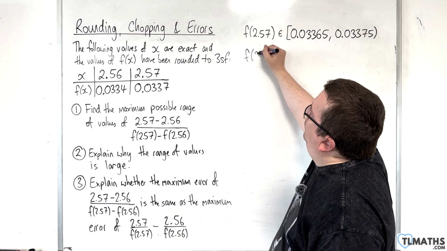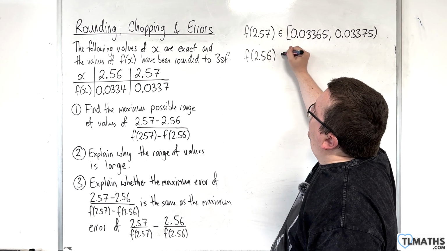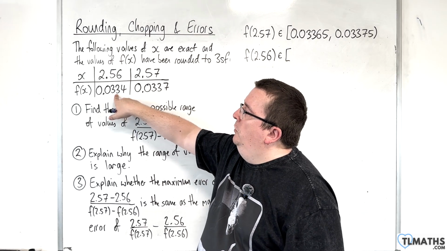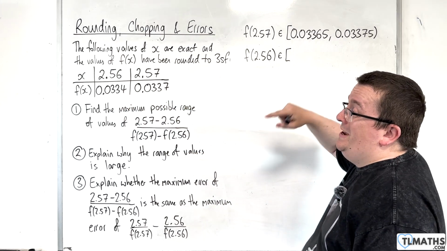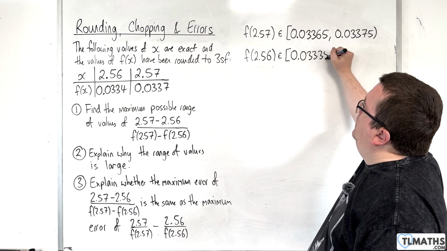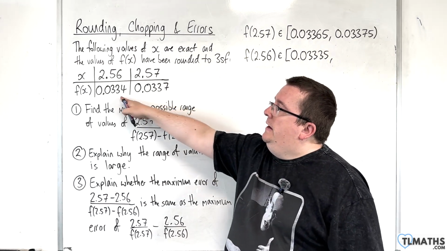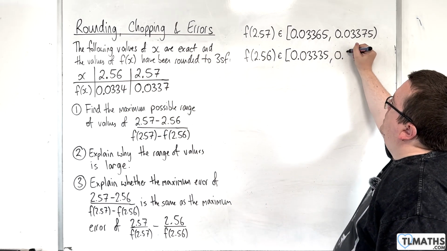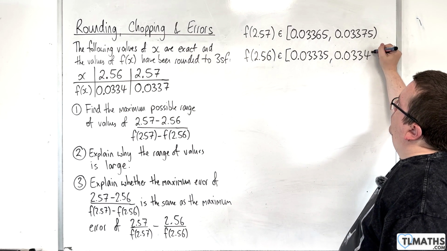Whereas f(2.56), using this value, the smallest it could be is 0.03335, and the largest is 0.03345.